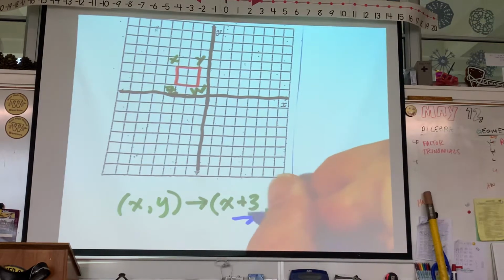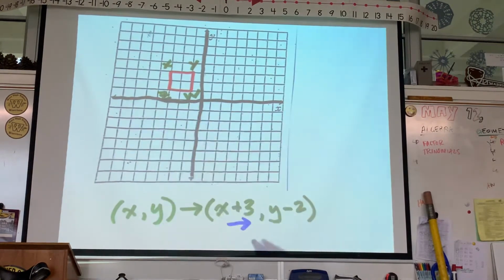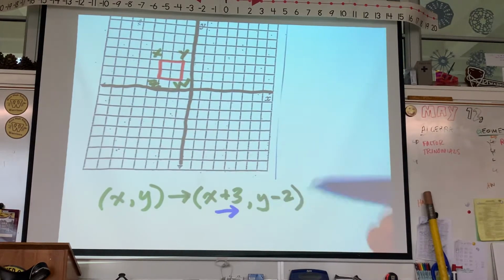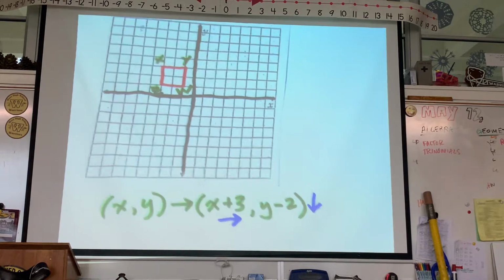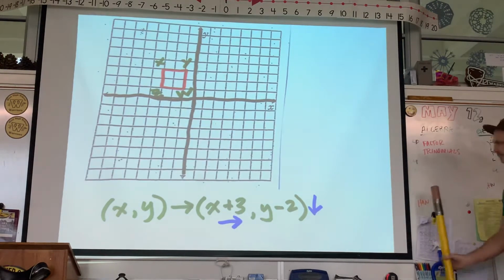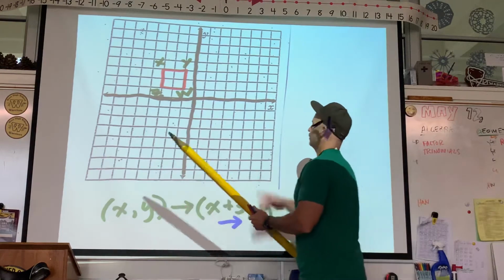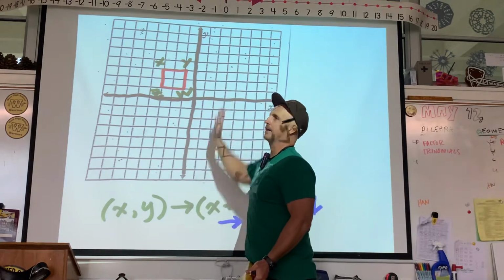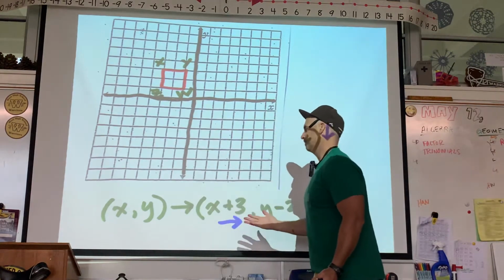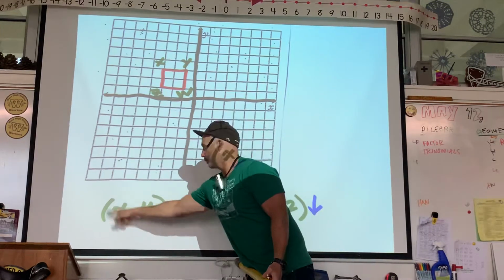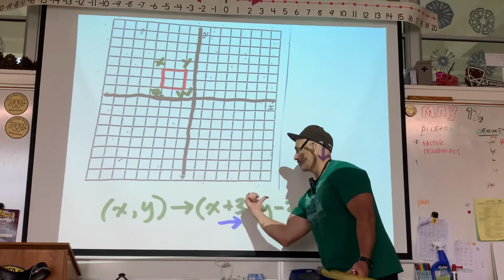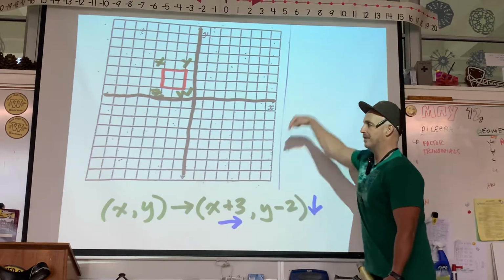We all know that the x-axis goes left and right. So for every one of these, I'm going to go right 3. And then once I go right 3, it says y is minus 2. That means I'm going to go down 2. This is what this means. We know that the x-axis goes left and right, and we know that the y-axis goes up and down. So if the rule says for X and Y, I want you to go X plus 3, which means right 3, and Y minus 2, which means down 2.